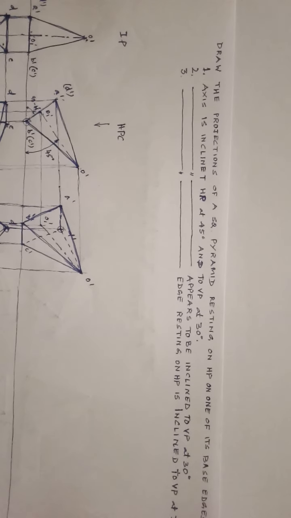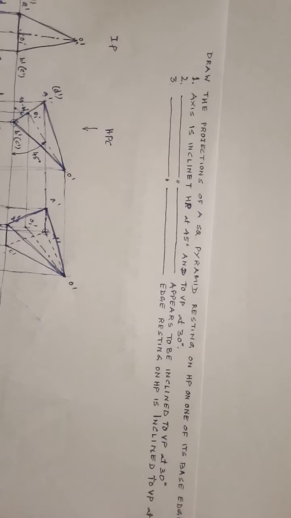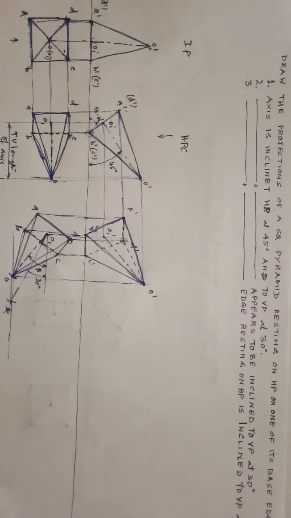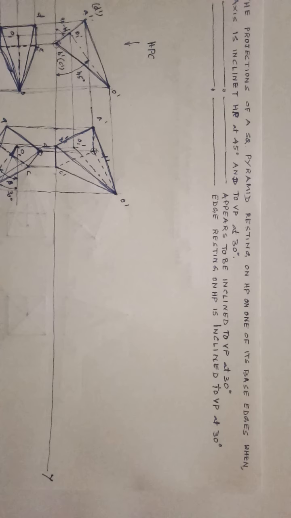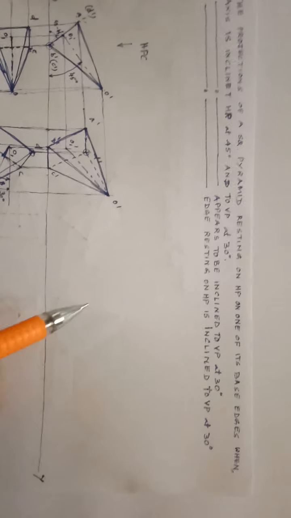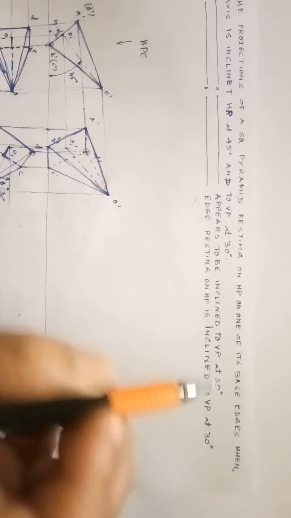So in the previous video we learned how to draw the projection of a pyramid which is resting on HP on one of the base edges. The axis is inclined to HP at 45 degrees and to VP at 30 degrees. In this video we'll learn how to draw the projections of a pyramid when the axis is inclined to HP at 45 degrees and appears to be inclined to VP at 30 degrees.